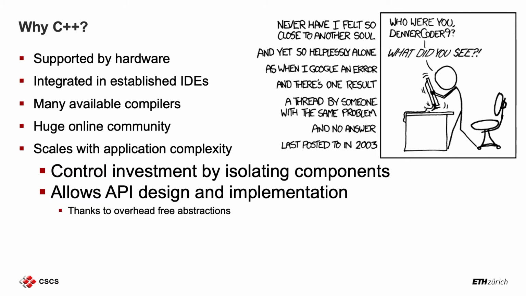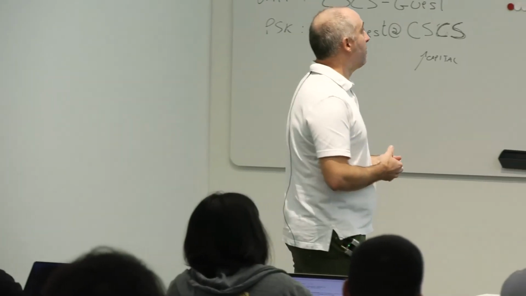So why do you want to use C++? Well, it is supported by the hardware usually. The first thing a hardware vendor does is support a C++ compiler, usually. It is integrated in IDEs. Why? Because there are a lot of users, a lot of industries rely on C++, so the development environments are actually quite solid and quite good, enjoyable even.